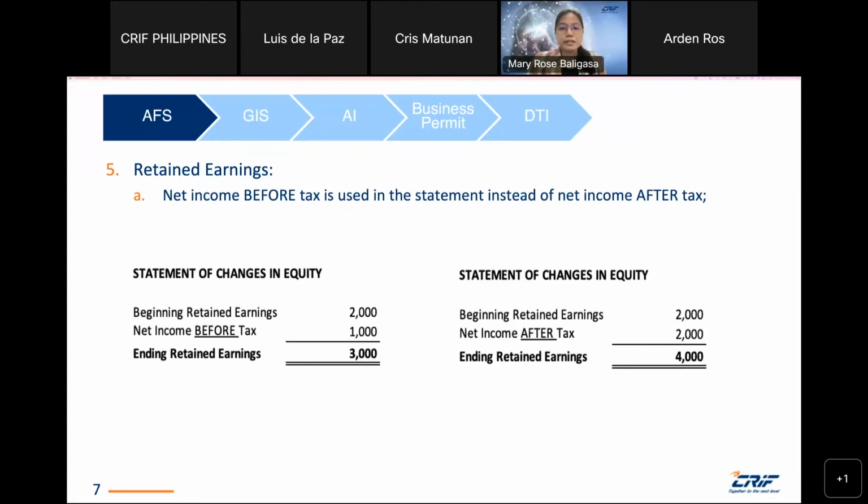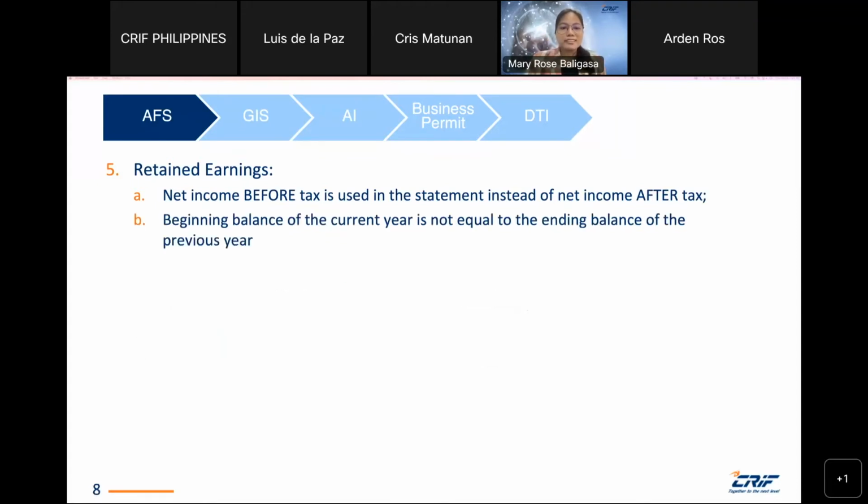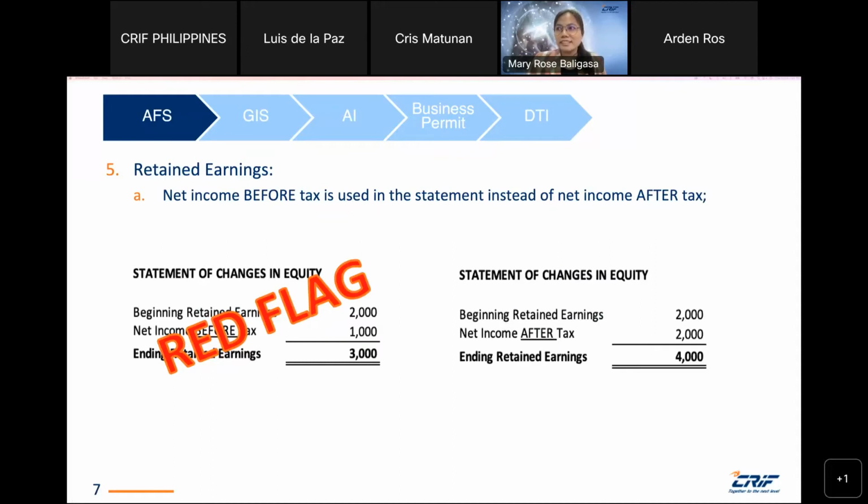Here we have two kinds of statements of changes in equity. Kung mapapansin nyo, yung nasa kaliwa is net income before tax, while yung nasa kanan is net income after tax. So with this kind of scenario, syempre, mapapansin natin na mali yung nasa kaliwa.